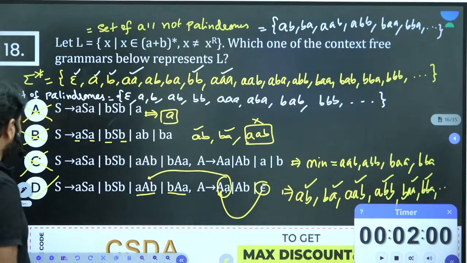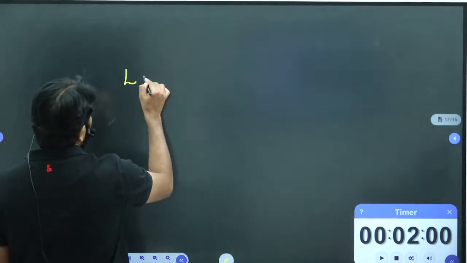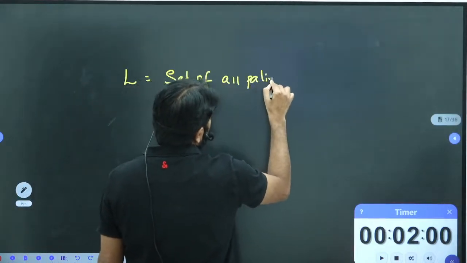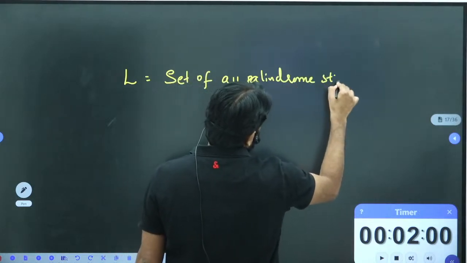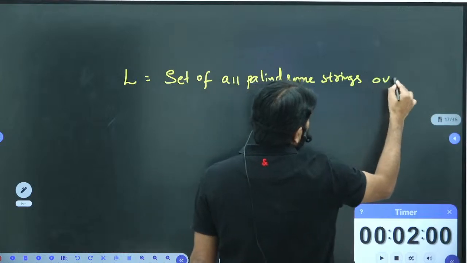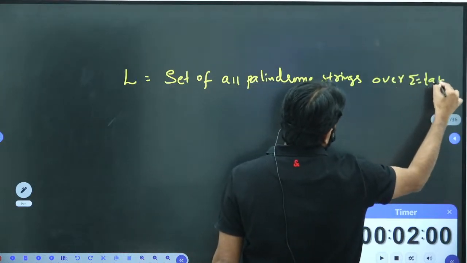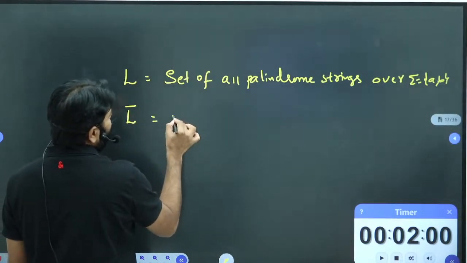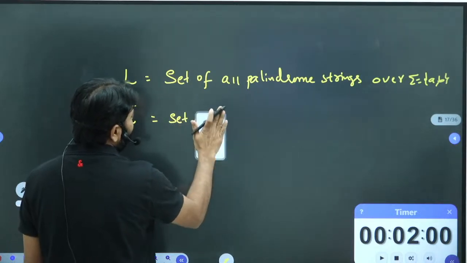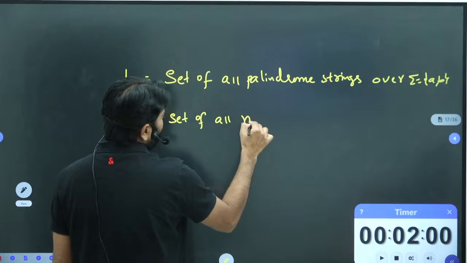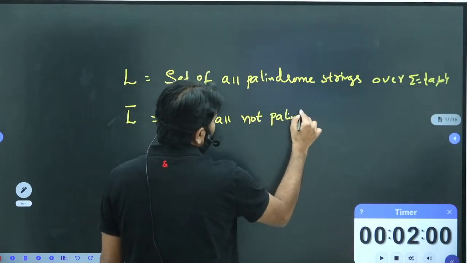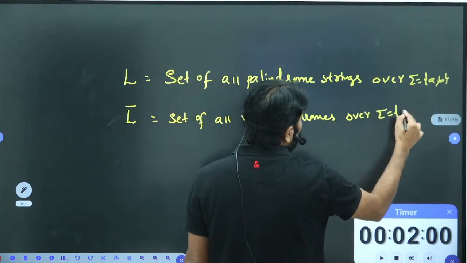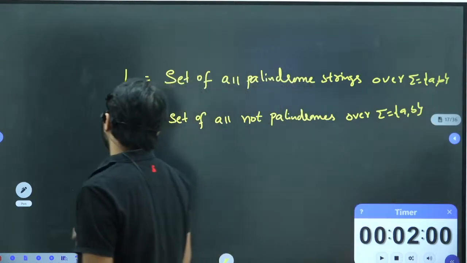In the exam, a question can come by seeing this: L is equal to set of all palindromes over sigma is equal, let's say, A comma B. And if anybody asks L complement, what do you say? Set of all not palindromes. Can we say both are CFLs? Yeah, possible. Right, here both are CFL.